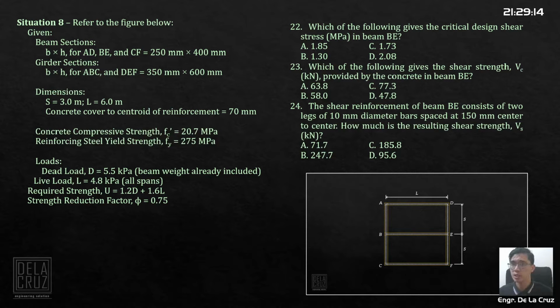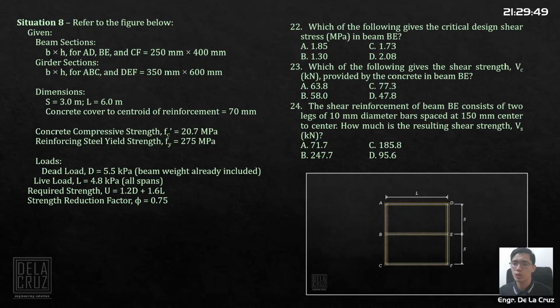You have girder sections for the girders ABC and DEF. Dimension is 350 by 600 mm. And this dimension S is 3 meters and the length is 6 meters. Then we have the concrete cover to the centroid of the reinforcement, 70 mm. Then concrete compressive strength, f'c, and the reinforcing steel yield strength, fy.